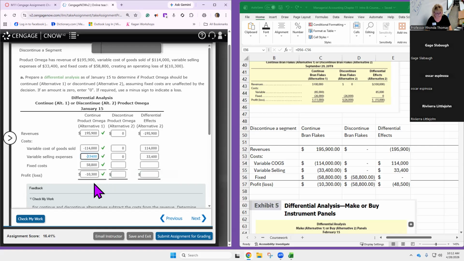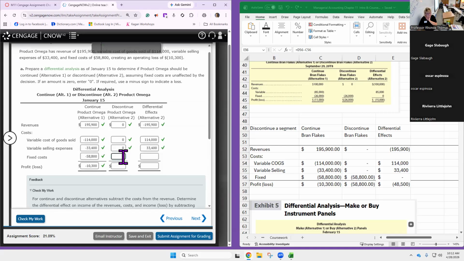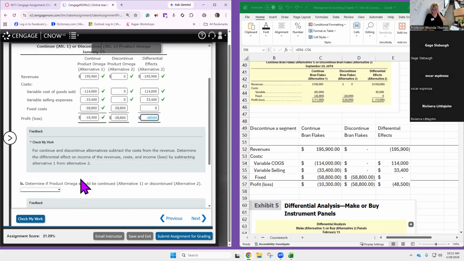I got the right number. Okay, let me see if I'm still okay. Okay, good. So once again, this is negative 58,800 because the fixed cost didn't change. It's the same. And then we put a 0 here. Then we're going to add down and we get negative 48,500. So once again, our loss is even deeper without the bran flakes.